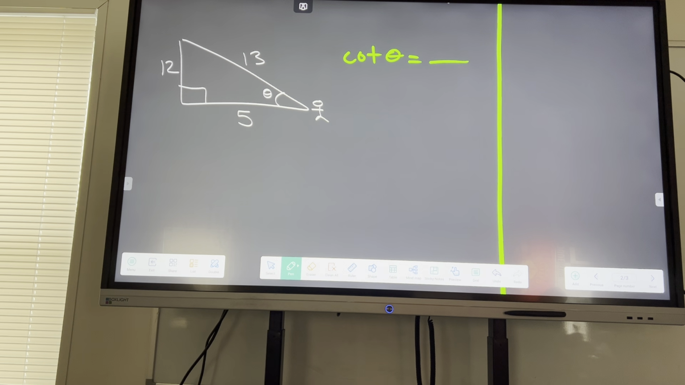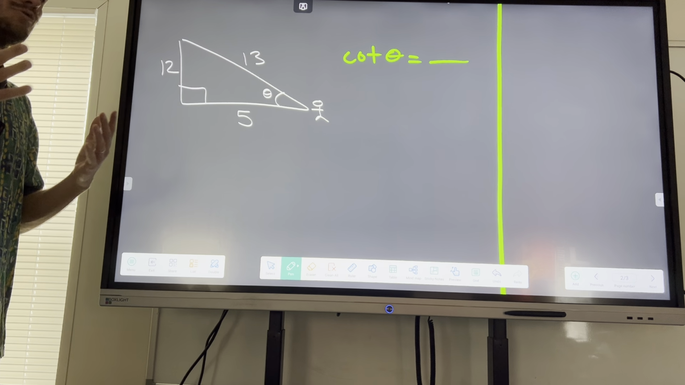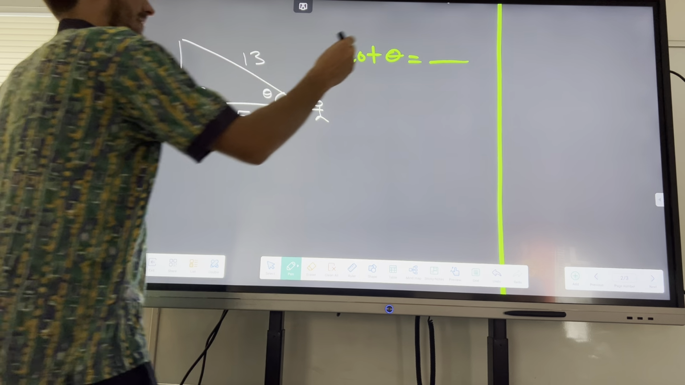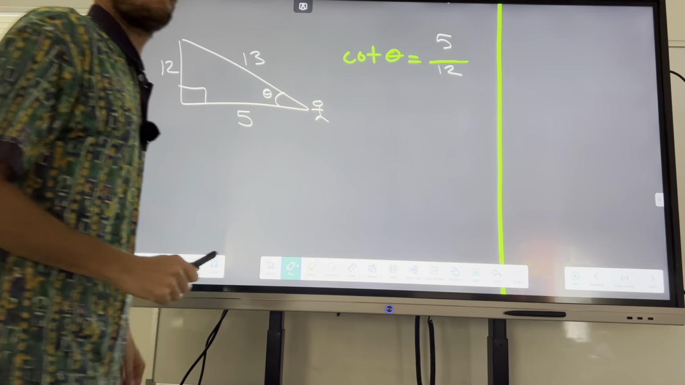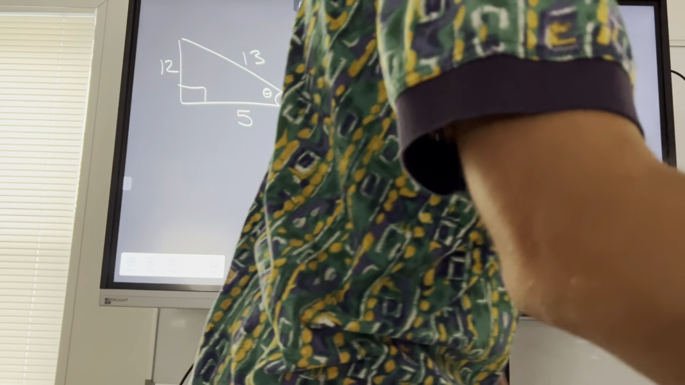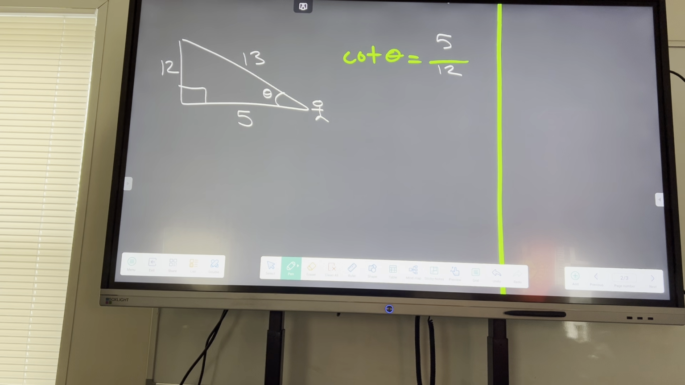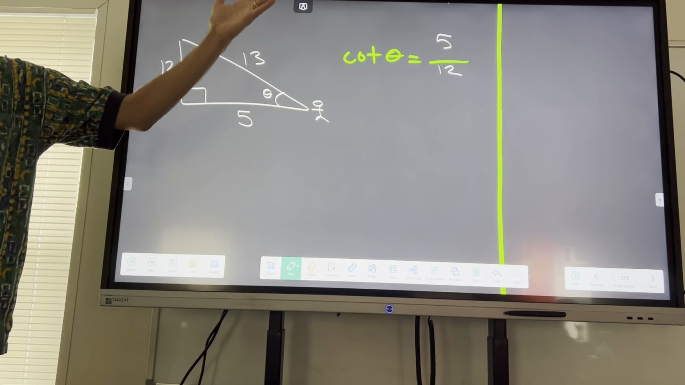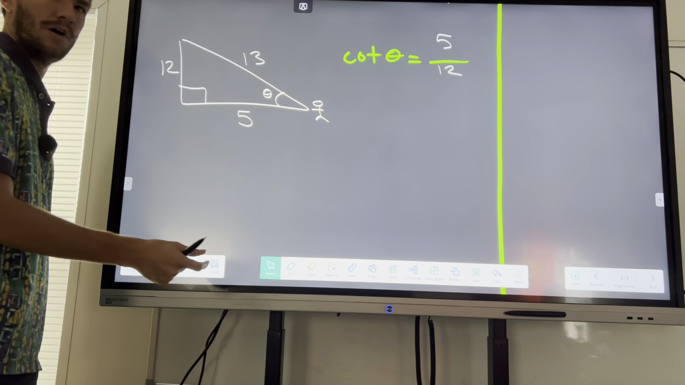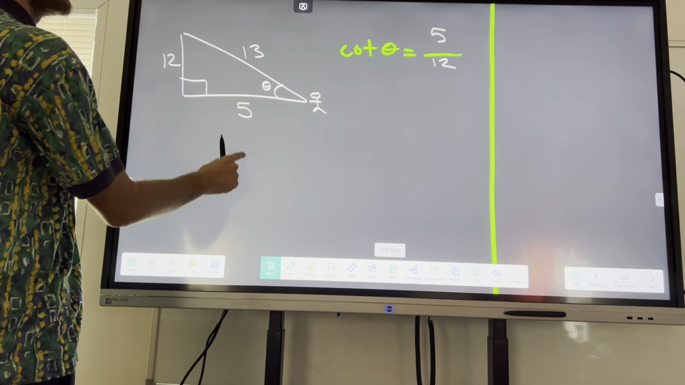And all you got to do is remember, cotangent matches up with which other function, and then put it upside down. Cotangent matches up with regular tangent, and the regular tangent would be 12 over 5. So the cotangent, whoop, 5 over 12. And as far as learning new things in a math class, this is pretty easy. Any questions about where that came from? All right, I'm going to move on.